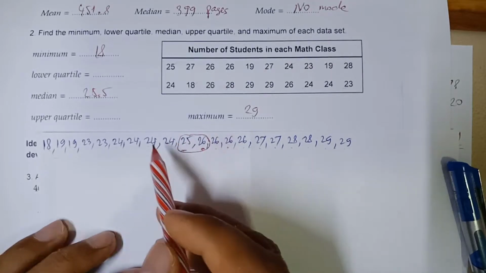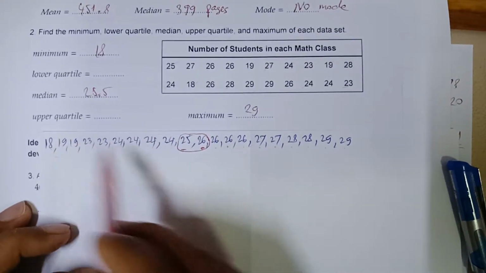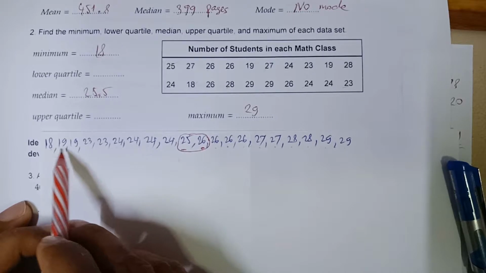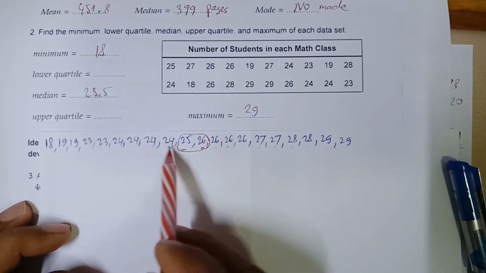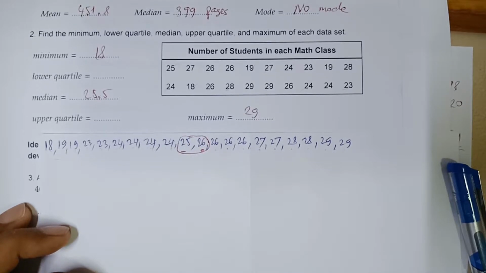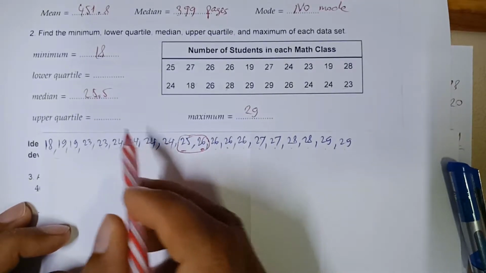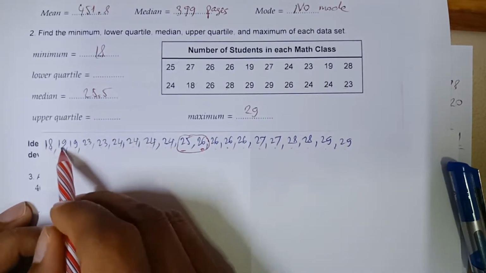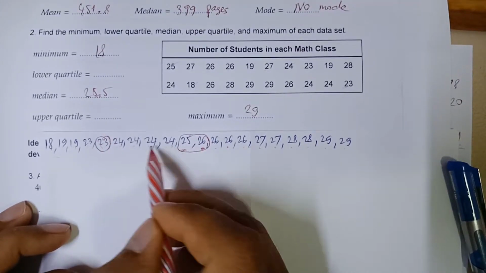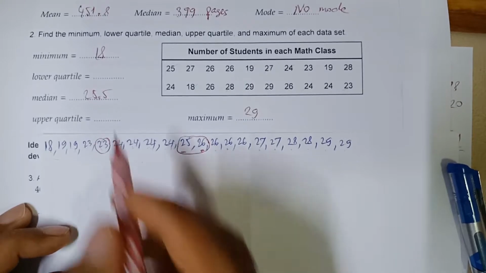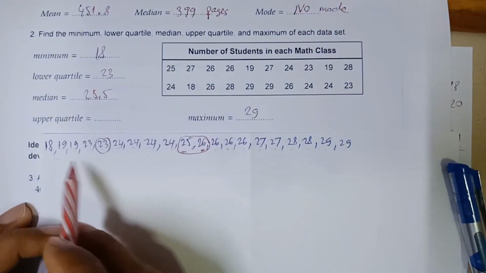Now for the lower quartile, you need to get the middle number of the lower section here. Let me count all of the terms in this part first. 1, 2, 3, 4, 5, 6, 7, 8, 9. 9 of them. So the middle number will be the 5th term. 1, 2, 3, 4. This is the one. So 23 is the lower quartile.